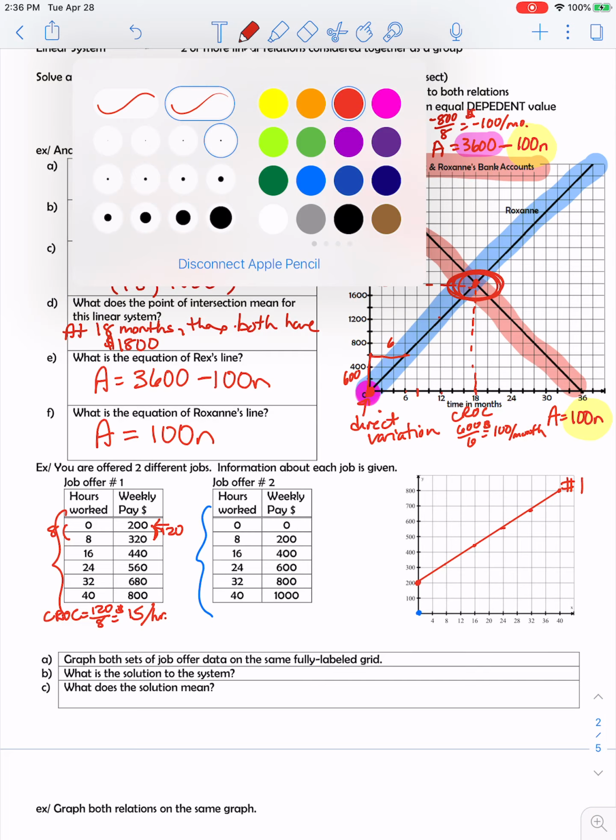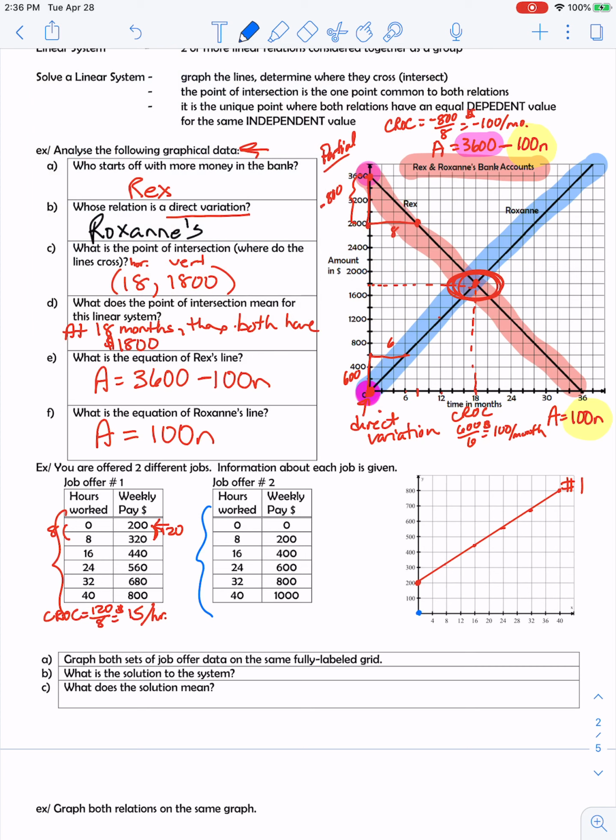Now for the second graph, that's 0, 0, 8 and 200, 16 and 400, 24 and 600, 32 and 800, and then 40 and 1,000. That's going to be probably about right there. Okay, so this is going to be a straight line as well. Put it right about there. Okay, so there's the graph of both sets of data. This is job offer number 2.